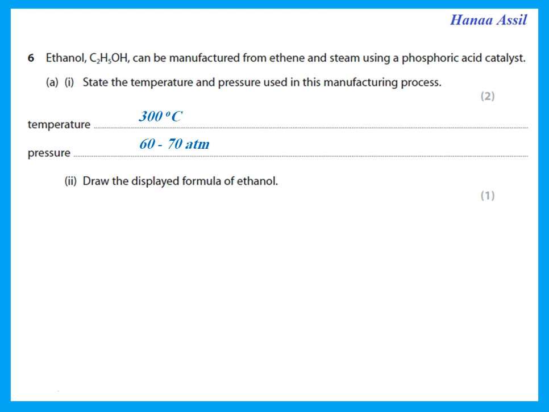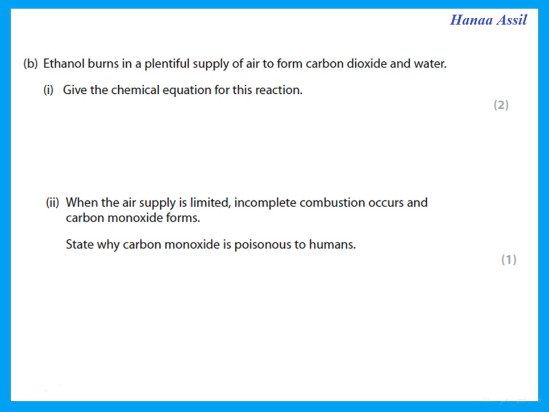Draw the displayed formula of ethanol. Again, I'm going to remind you, displayed formula means showing all the atoms and all the bonds. Eth means 2 carbons. Ol means it has an OH somewhere, and then you complete the formula so that each carbon has a total of 4 bonds. So this is the displayed formula of ethanol.